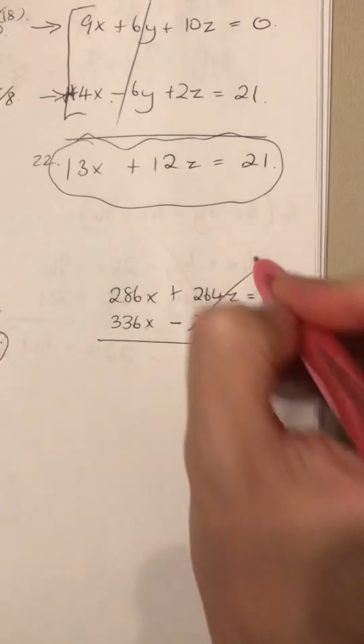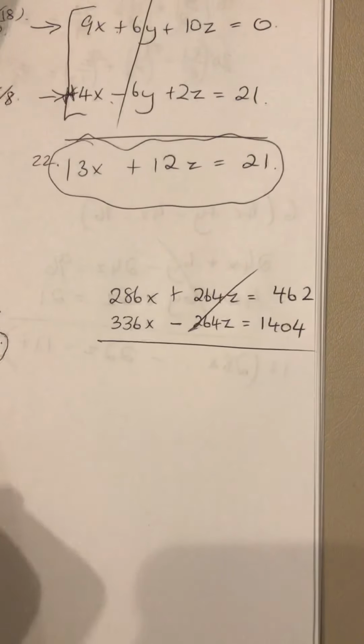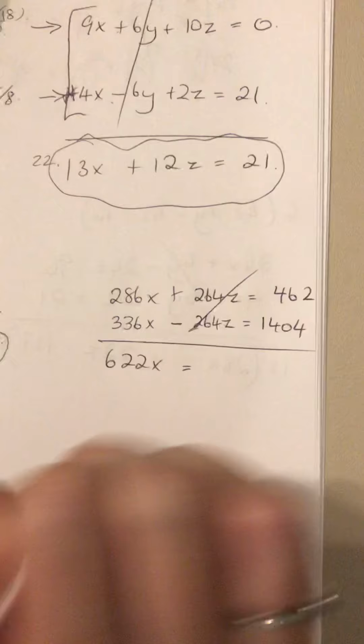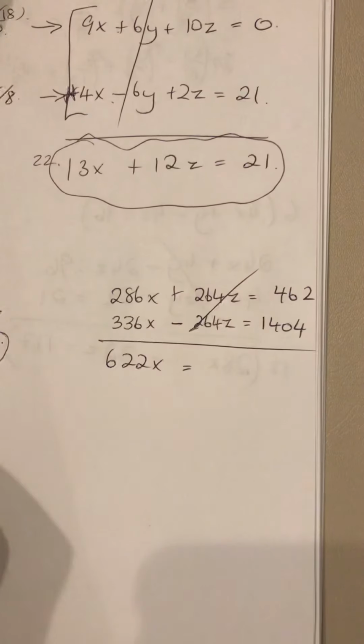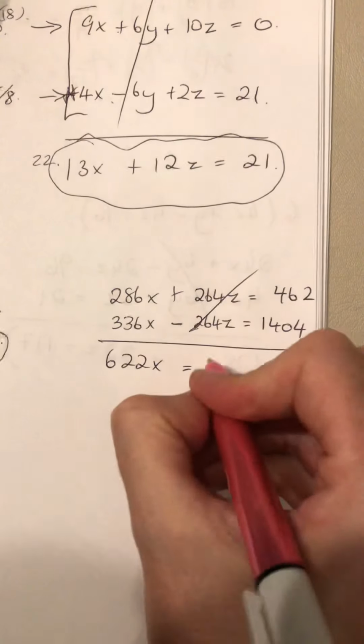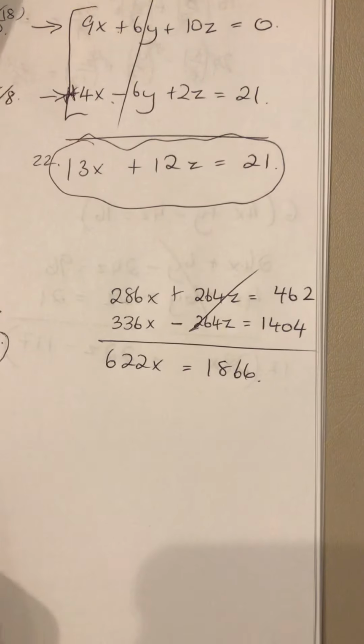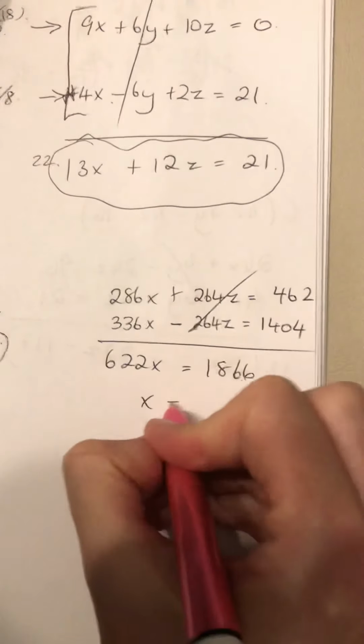And off I go. They cancel off. 286x and 336x gives me 622x is equal to 462 plus 1404, which gives me 1866. I'm going to divide both sides by 622, and that leaves me with x is equal to 3.